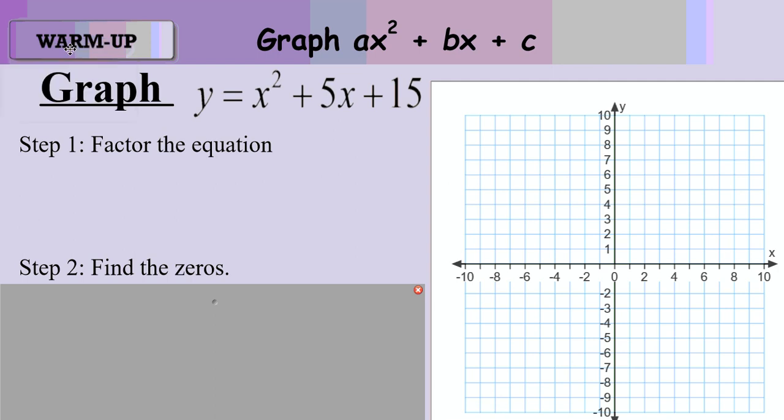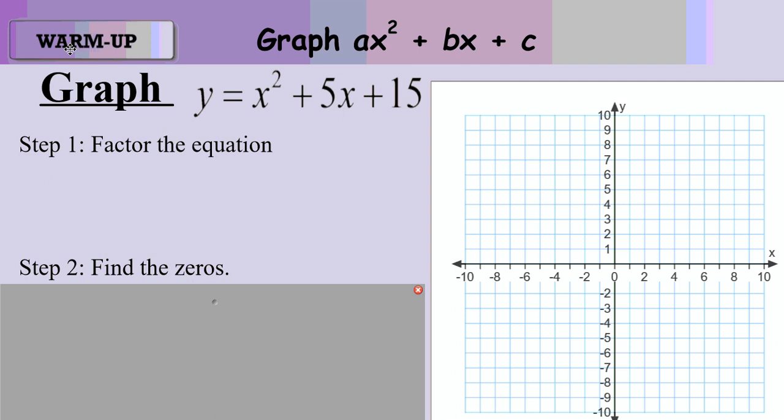Hello everyone. In this lesson we're going to expand upon what we've been covering the last few days. We've been looking at how to graph quadratics by factoring. Today we're going to look at a more broad tool, expanding upon factoring to find one that works more universally.